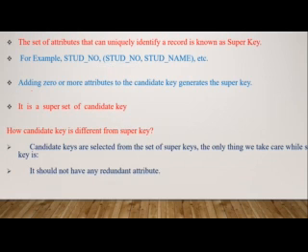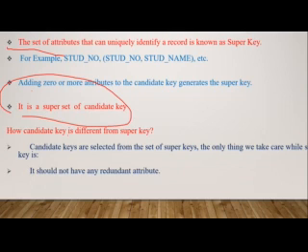Moreover, there are some rules. Adding zero or more attributes to a candidate key generates a super key. Also, we can say simply, a super key is a superset of a candidate key. Remember. Now the question arises: how is a candidate key different from a super key?